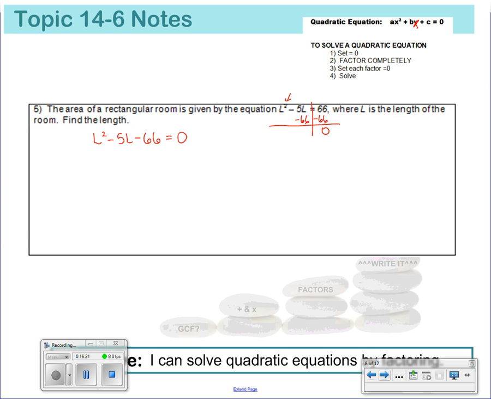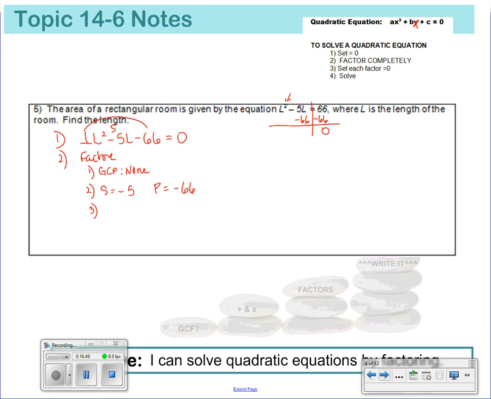So we did the first one. Second step, we need to factor completely. So 4 steps to factoring. GCF, there is none. There's not a number in front of the L squared. Second step, we need to find our sum and our product. So the sum comes from the middle term. That is a negative 5. And the product, multiply the coefficient in front and the last. That'll give us a negative 66.